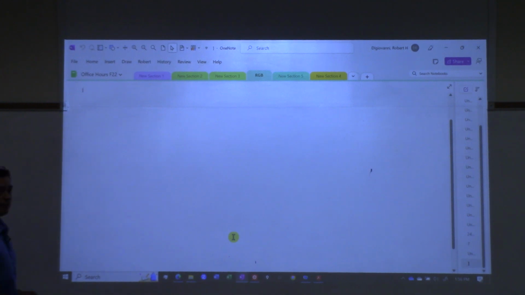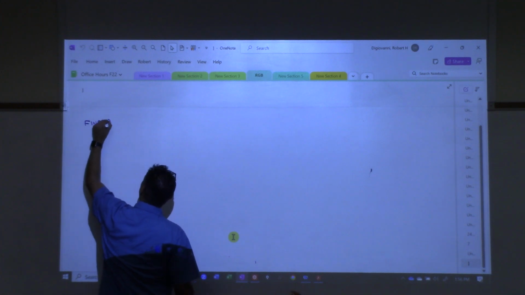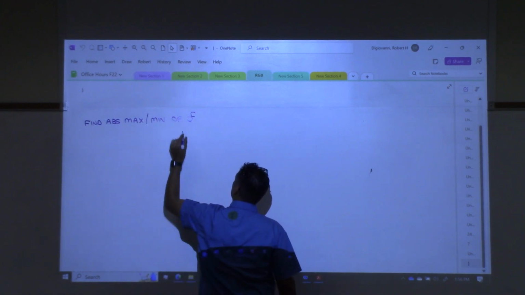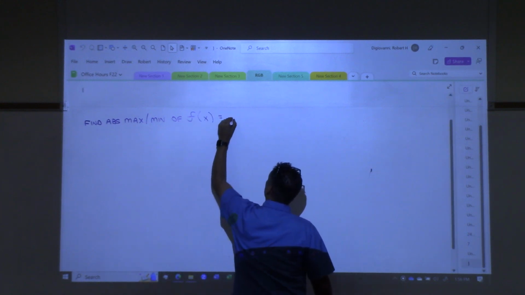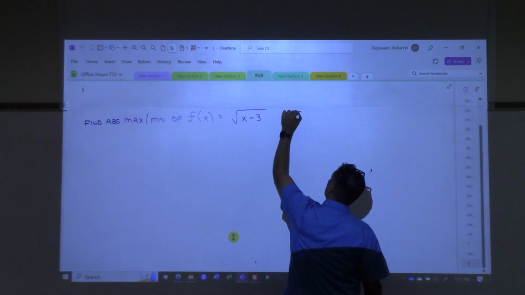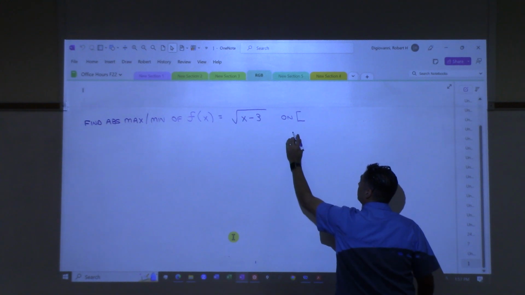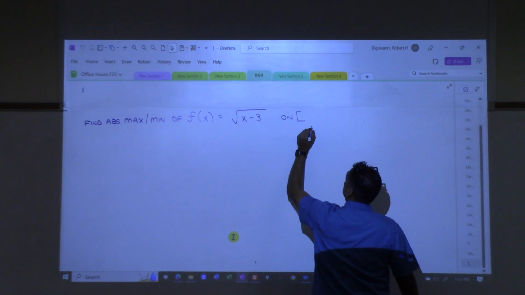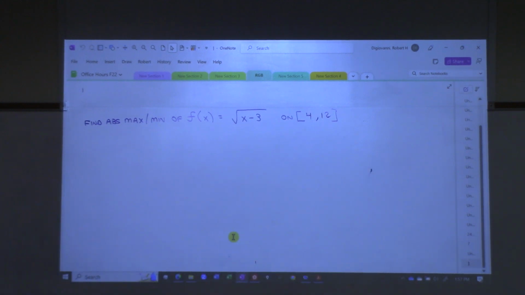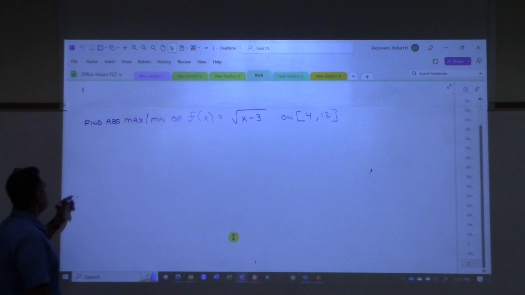All right, let's do this one. Ready? Find the absolute max and min of f of x equals the square root of x minus 3 on the interval [4, 12]. Ready? All right, first things first.